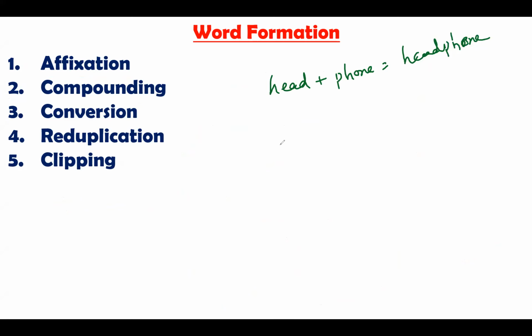Let us look at one more word: baby sit. Baby sit becomes a word. What is this baby sit? It is a compound verb. Sunglass.